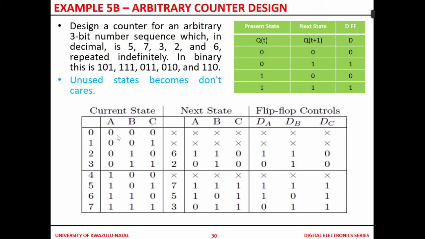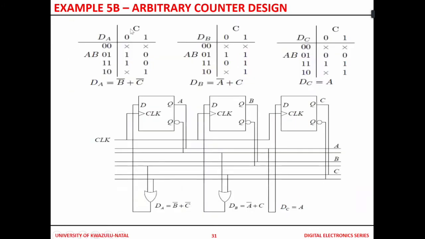0 is not in our sequence, so the next state is don't care. Okay, but when you reach 2, 2 is in our sequence. The next state is 6, so you go to 6 when you are in 2. When you are in 3 here, you go to 2. So you've got the current state, you've got the next state. These are don't cares. Then you can have your DA, DB, DC, the flip-flop inputs. So DA, DB, DC is just the same as ABC. We know how a D flip-flop is. From this, you can now go to your K maps, which are drawn there, and then you can get your diagram.